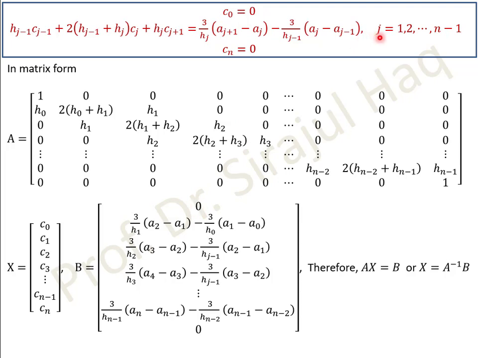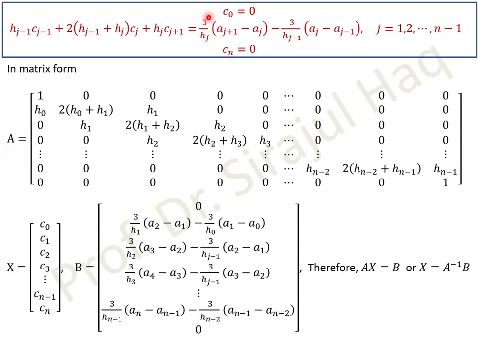When j is equal to 1, this will become 3 divided by h1, multiplied by a2 minus a1, minus 3 divided by h0, multiplied by a1 minus a0. This corresponds to the second row, which comes from the equation here. When j is equal to 2, that gives you the third row. So there will be a third row also.